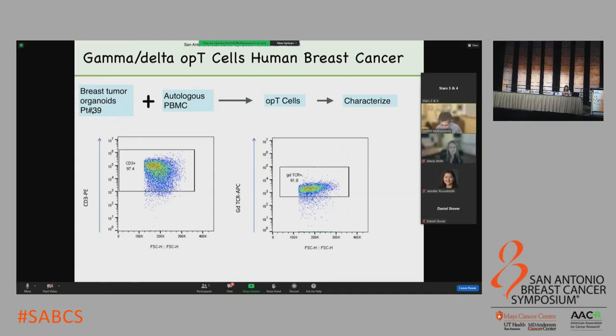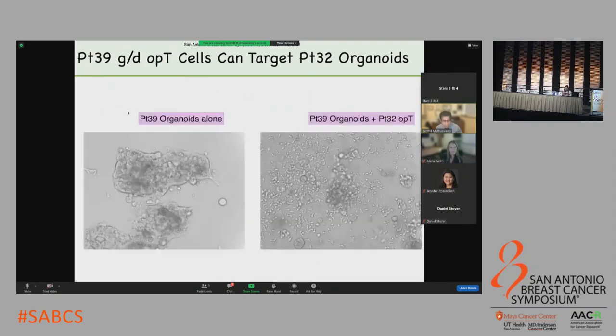And interesting early results suggest that if you now take these patient 39 OPT cells and co-culture them with patient 32 organoids, this should actually read 32. What we found is that these patient 39 derived OPT cells can kill patient 32 derived organoids, suggesting that it has the ability to kill multiple patient tumors. Whether this pans out in vivo or not are experiments that we need to do.